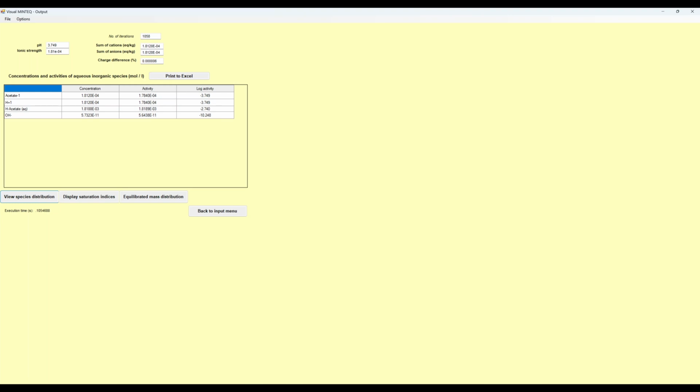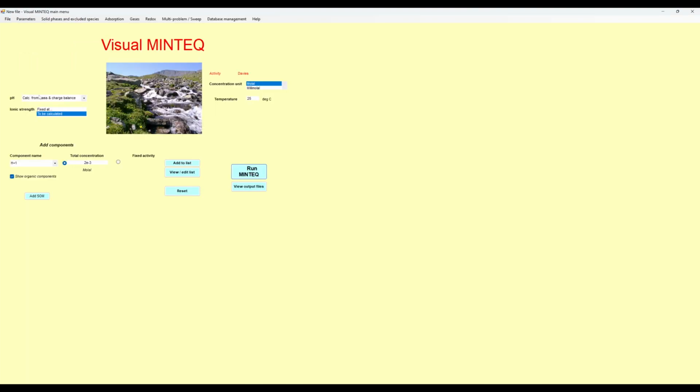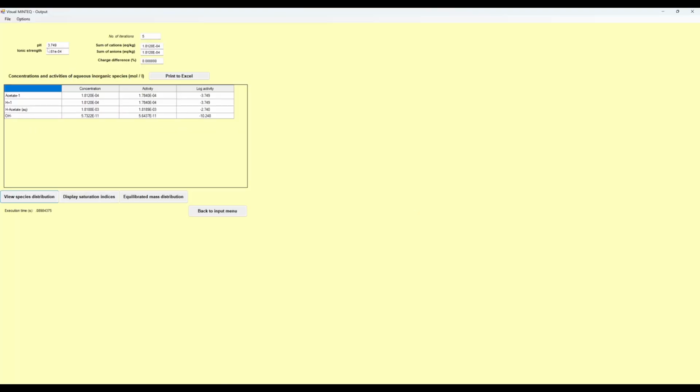The number of iterations was 1000. So that's what I was telling you about. Mass balance is enough. And then it will give us the same value. Let's just say this is the pH of solution, 3.749. And then if we go back with the lower number of iterations, this would be again the same, 3.749, but way lower. So let's start with the output.